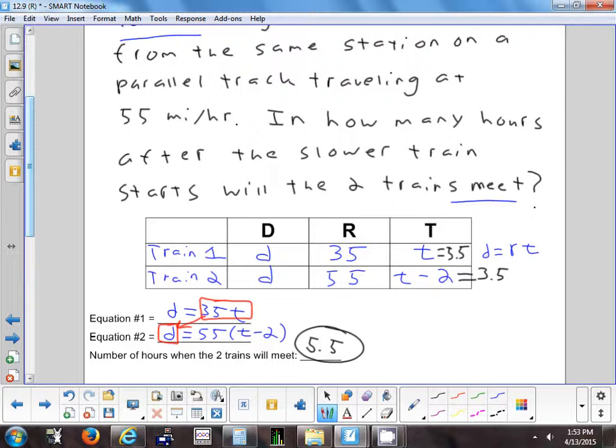Okay, that's the basic idea of a distance rate time problem. The tricky thing about this, and they didn't try to be too tricky here, is if they said to you, how long has the high-speed train been traveling before they met up? How long did the high-speed train travel for? Train two. Right. That's 3.5. This one asked, how long did the slow train travel for before they met? So 5.5 hours.